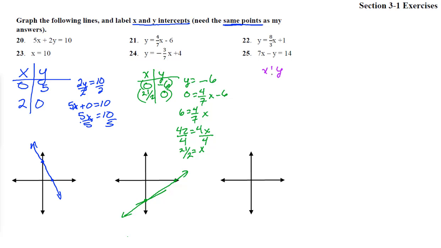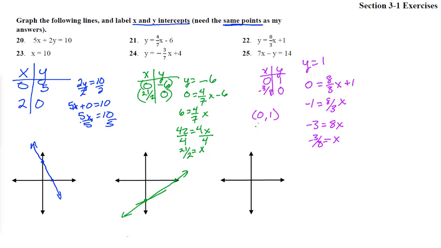Again, let's stick in the x and the y. x is 0. We get y equals 8/3 times 0 is 0 plus 1. y equals 1. That was a nice easy one. Now let's stick in 0 for y for the other intercept. That's 8/3 x plus 1. Subtract 1 from both sides. That's 8/3 x. Times by 3, and we get negative 3 equals 8x. And divide by 8, x equals negative 3/8. So we would write that as 0, 1 and negative 3/8, 0.